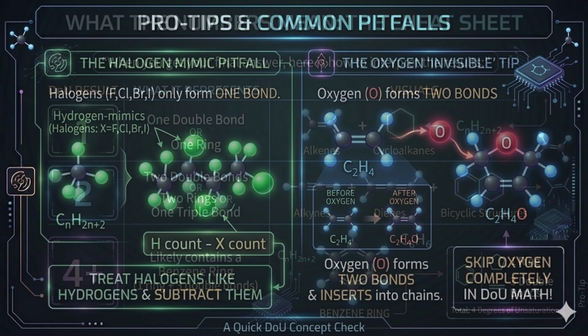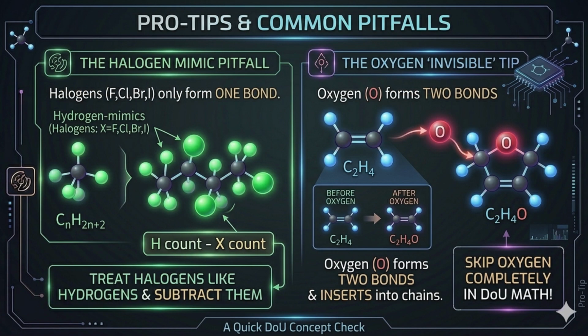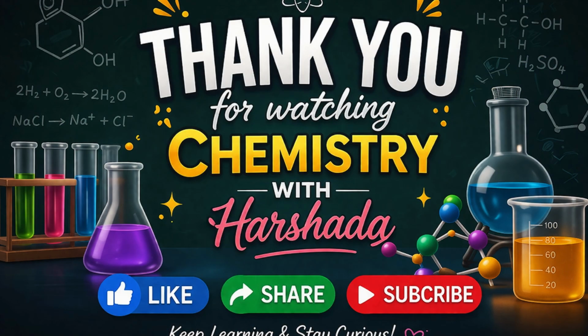Happy building. So, before you go, keep these 2 things in mind. 1. Halogens are hydrogen mimics. Because they only form 1 bond, they occupy a spot where a hydrogen would usually be. That's why we subtract them in the formula. 2. Oxygen is invisible. Oxygen forms 2 bonds, so it literally inserts itself into a chain without changing the hydrogen count. Just skip it in your math. And that's it. You've just mastered one of the most useful tools in organic chemistry.